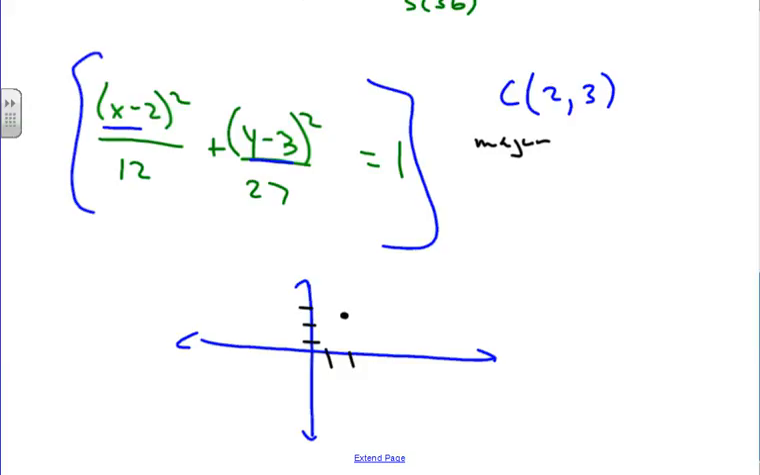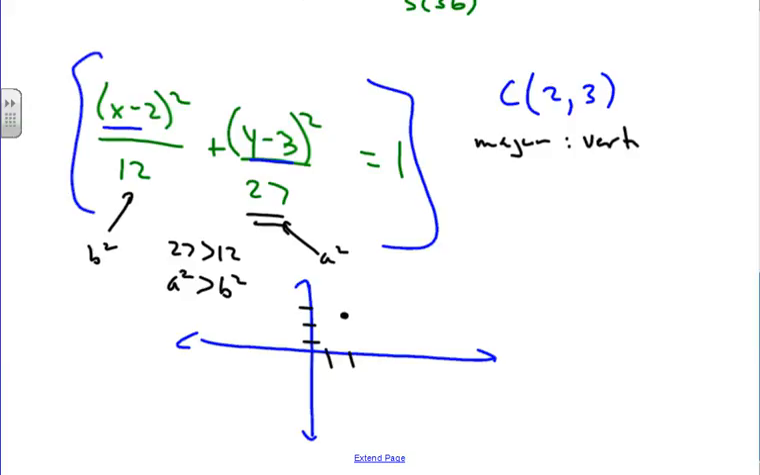Now, on our major axis, we identify the a value. The a value is the largest value of the entire thing. Since 27 is greater than 12, 27 is going to be a squared, because a squared always has to be greater than b squared. So a squared is there, and this has to then be b squared by process of elimination. Because a squared is underneath y, we have a vertical ellipse, and that's the only reason why. Because 27 is bigger than 12, I know it's vertical because it's under y. Now, with that, we can find our vertices if we wanted to.